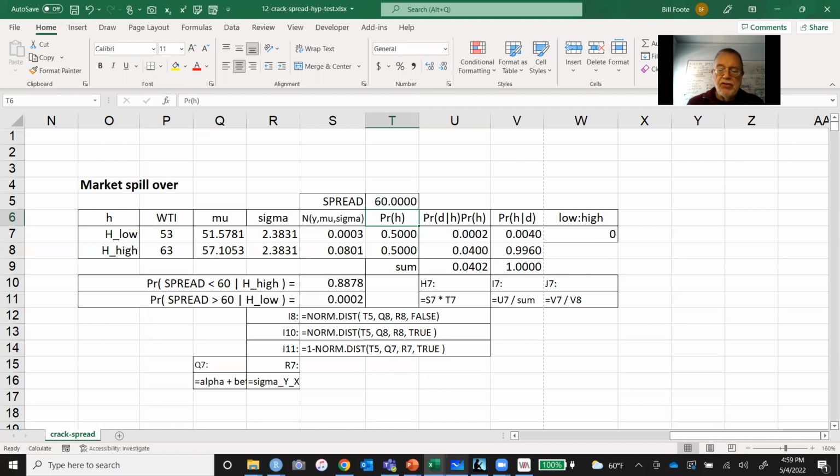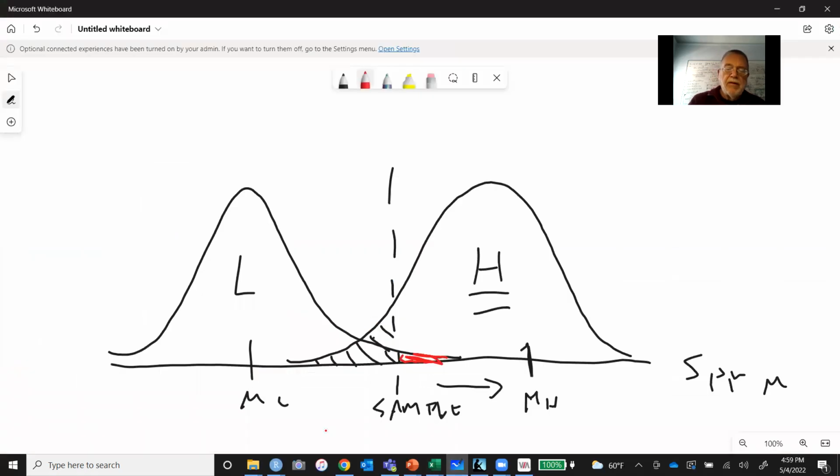Okay, let's look at the picture again. There we go. All but 0.88 is that piece right there. Okay, so that lines up. We have a mu low, a mu high, and our sample's kind of close to the high. That's what we should see. That's what we do see. Okay, so that makes sense.